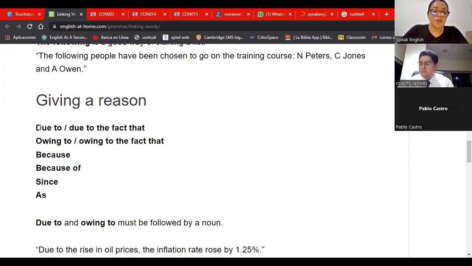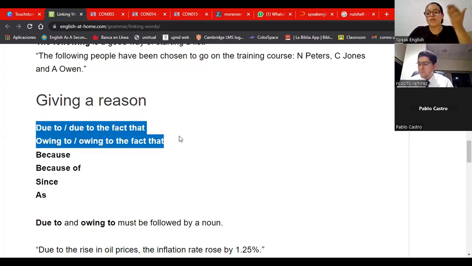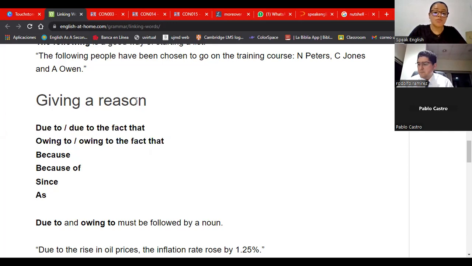Due to would be like "debido a." I believe, in my case, I feel that due to is a little bit more formal than because. Let's say that because is basic and due to is advanced. I would classify them like that. But basically, the meaning is a reason. Due to, debido a. Due to the fact that, debido al hecho que.